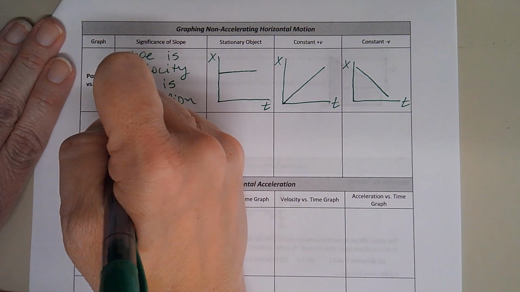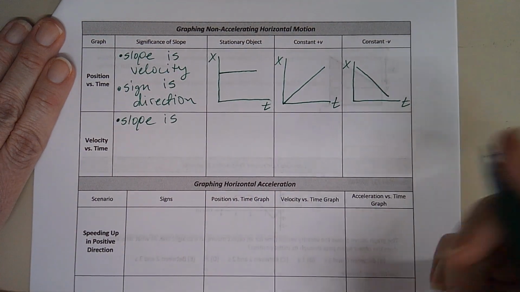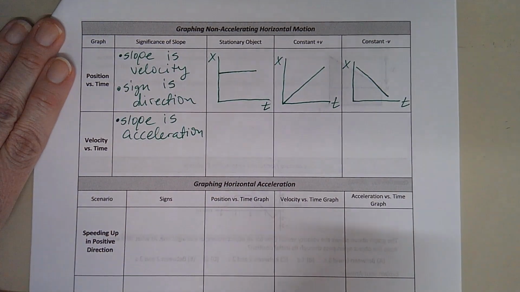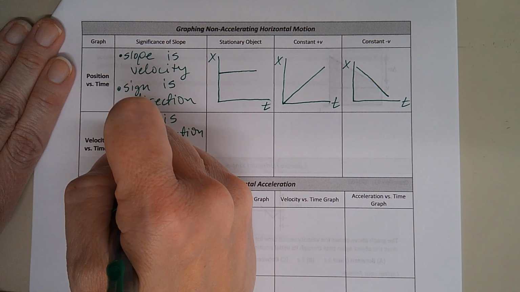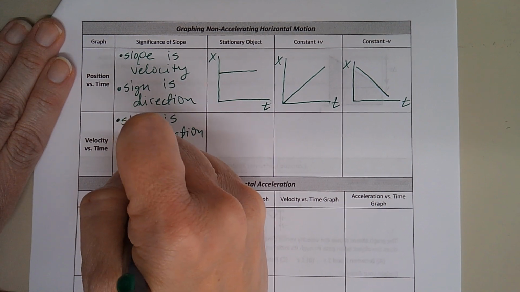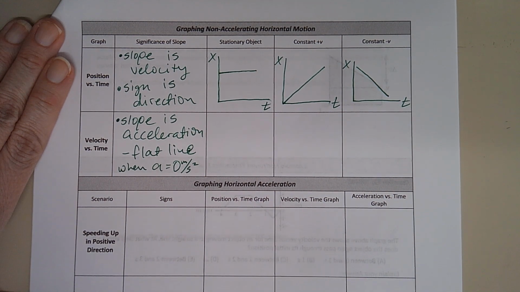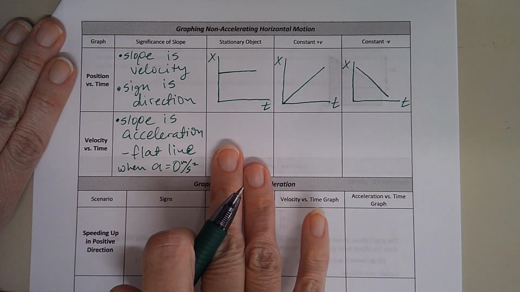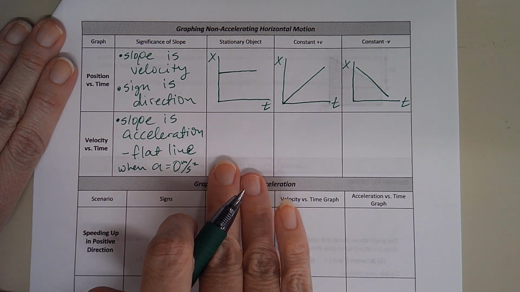Velocity versus time graphs, the slope of those is the change in rate of velocity. So the slope is the acceleration. Okay, and if you have a flat line, if a equals 0, you have a flat line. So for a stationary object, it's not even moving, so it has no velocity at all. So it has no velocity and it has no acceleration.